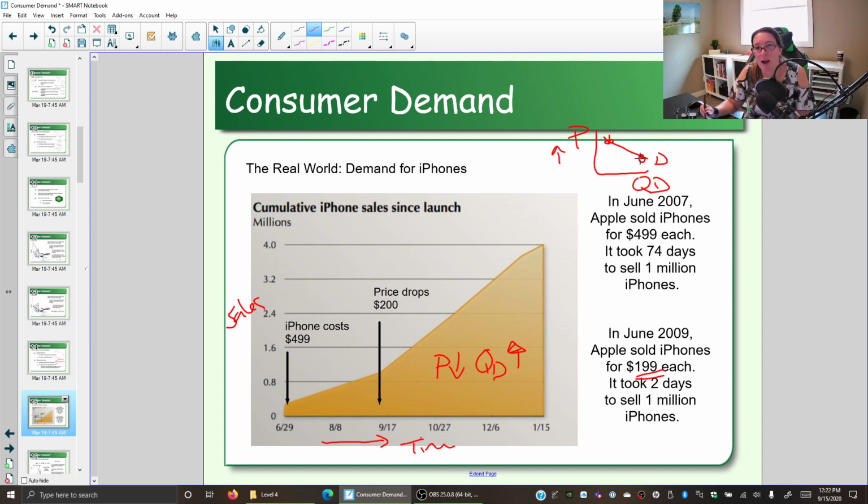But we also have to recognize that when it comes to iPhones, there is a change in our preference. So here we were holding the preference and our income constant and only changing the price. But as we have better technology, more features, that will change the amount we are willing and able to buy at every price level. So we're going to look at what changes demand in future videos.